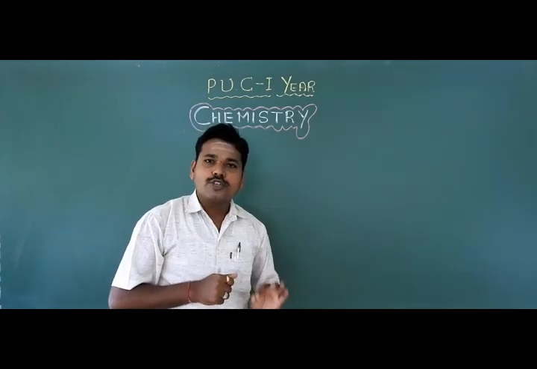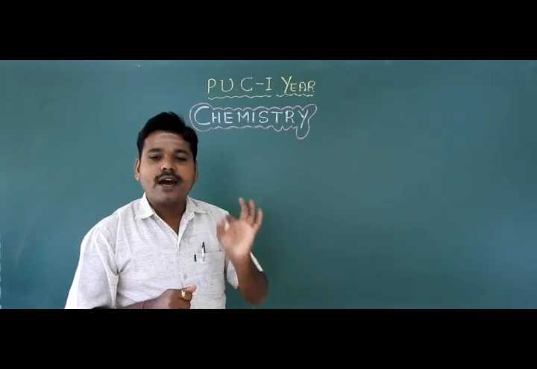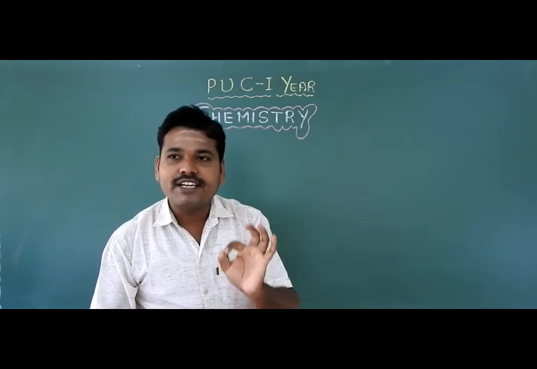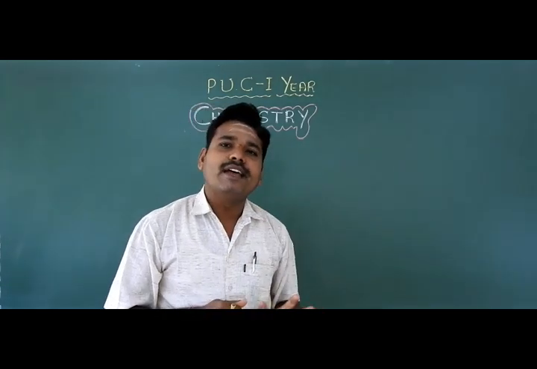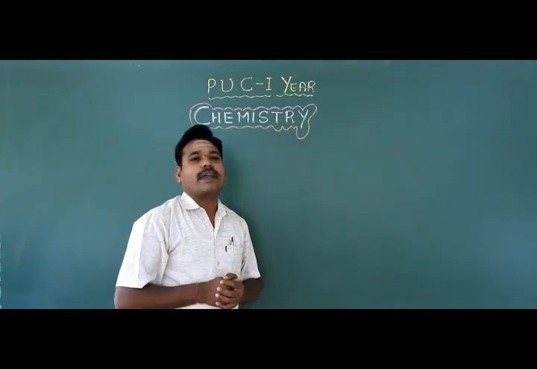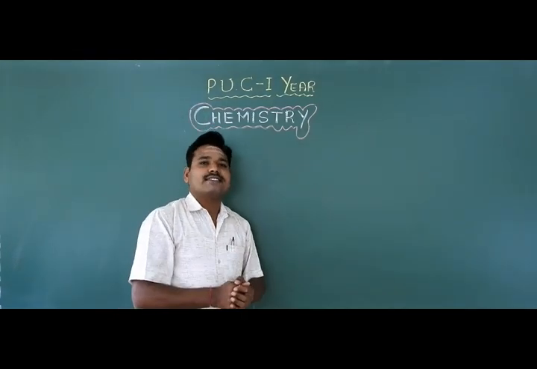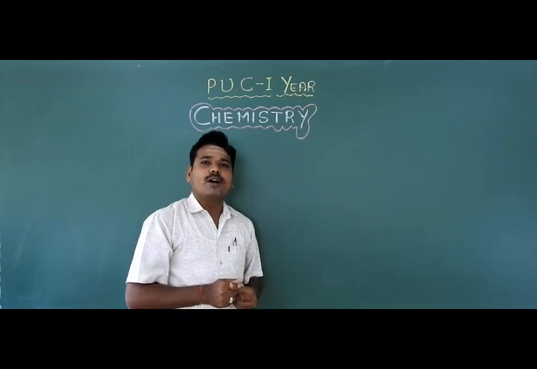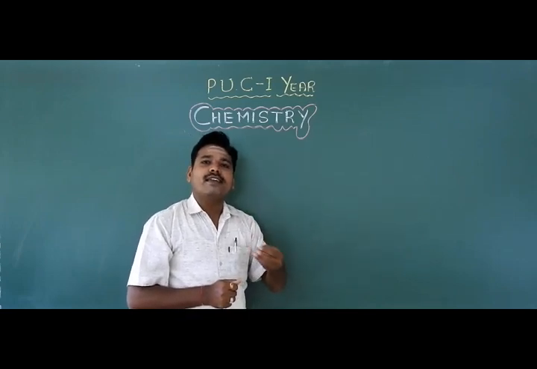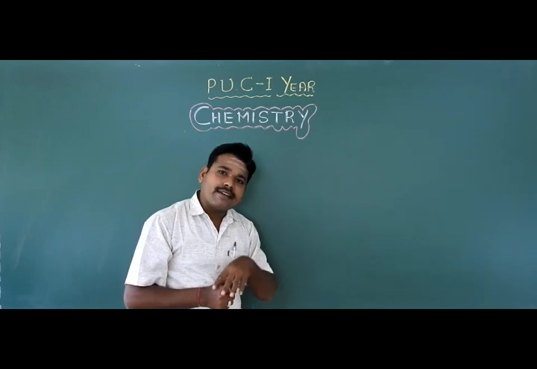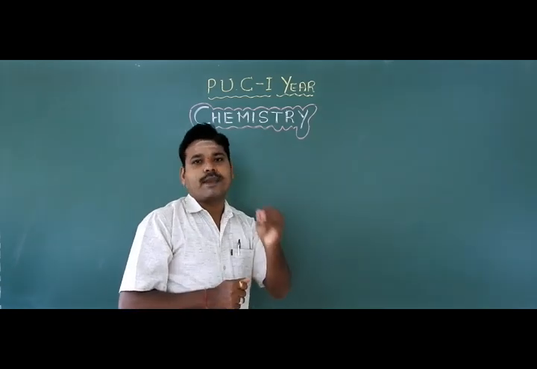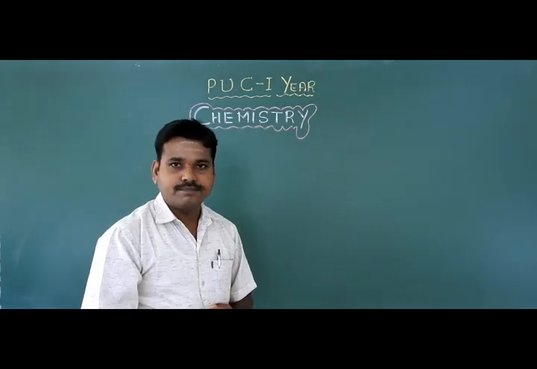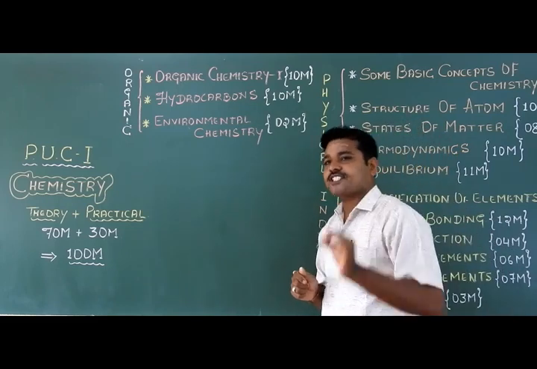For the PUC first year, you are going to write a 70 mark theory paper and 30 marks for the practical part. So in today's class, along with the syllabus, we'll discuss the 70 mark theory exam question paper pattern and the 30 marks practical pattern also. Okay, PUC first year chemistry.